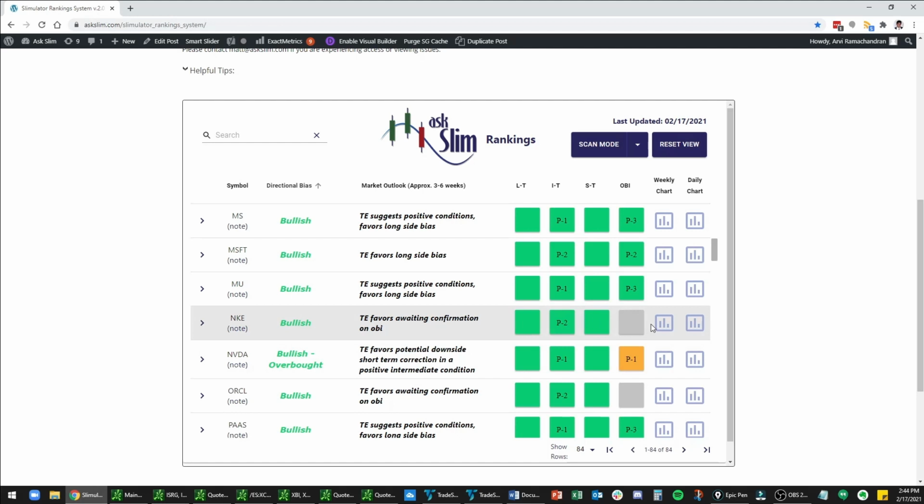So what you can do here is you see these two boxes, which are the weekly chart link as well as the daily chart link. You can pull up an image of our weekly chart, which is posted once a week, and our daily chart, which is actually posted every single day, right out of the Slimator ranking system. So let's go ahead and open up the weekly.